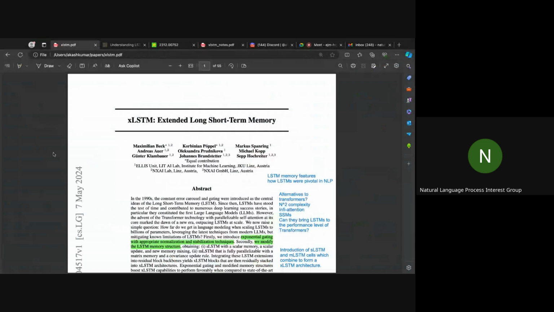So today we will discuss the xLSTM architecture. It is a new variant of the LSTM architecture that I think everyone in NLP and probably deep learning knows already about.